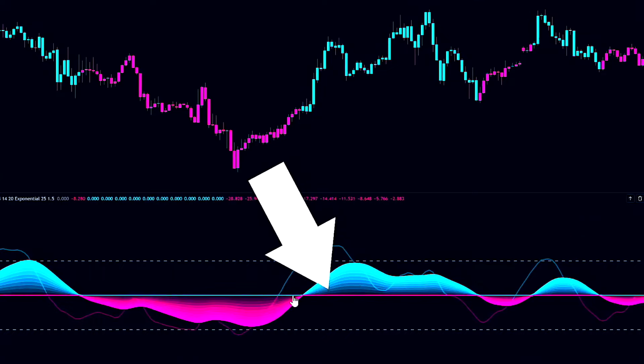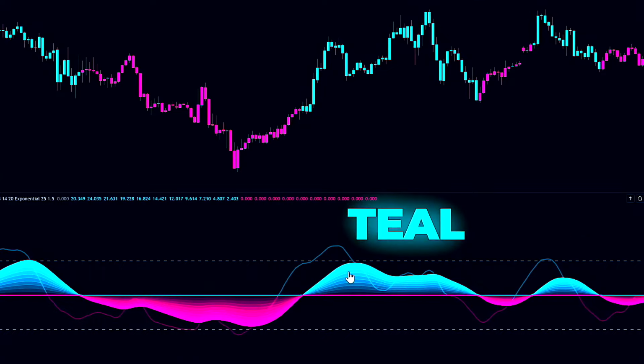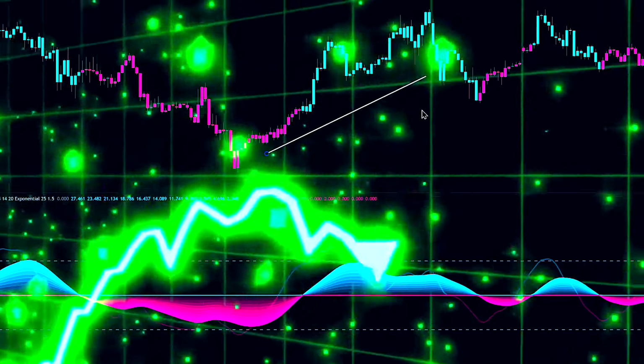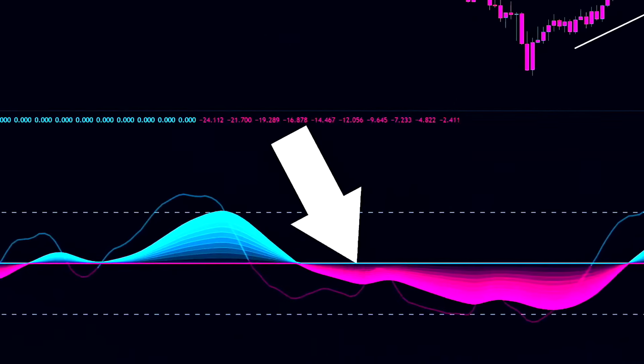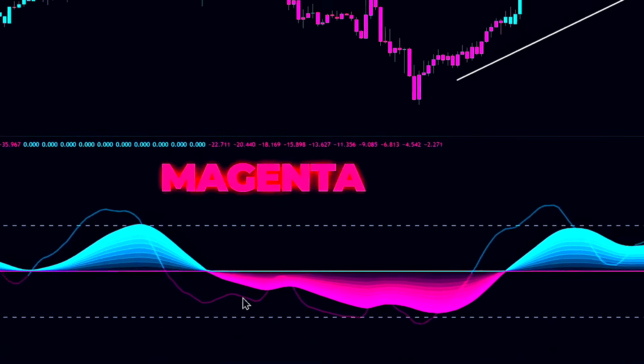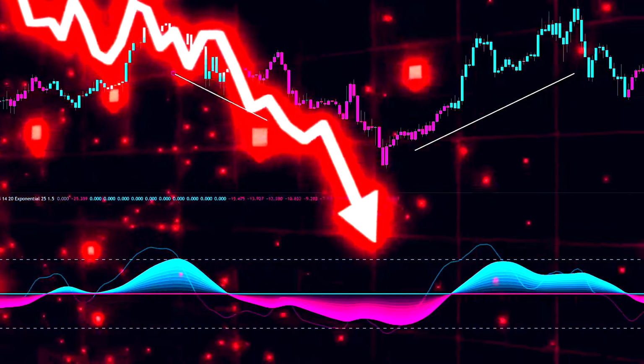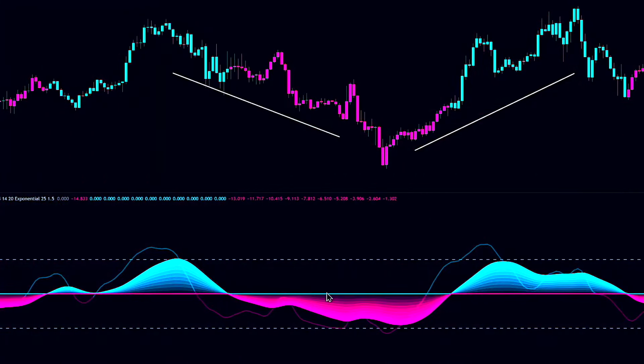Both above zero and shining teal, that's a strong bullish trend with positive momentum. Both below zero and glowing magenta, you're in a bearish zone with downward energy. You can even measure how strong the momentum is.